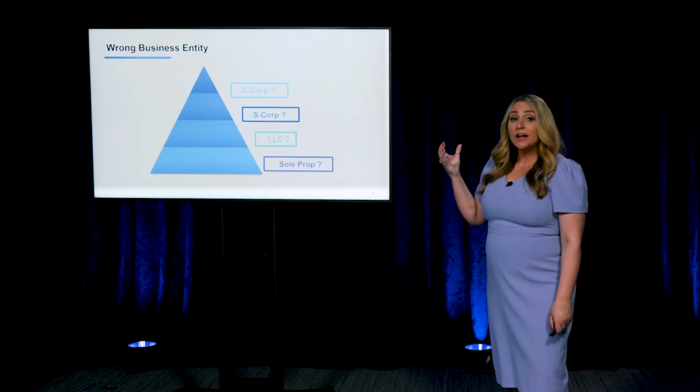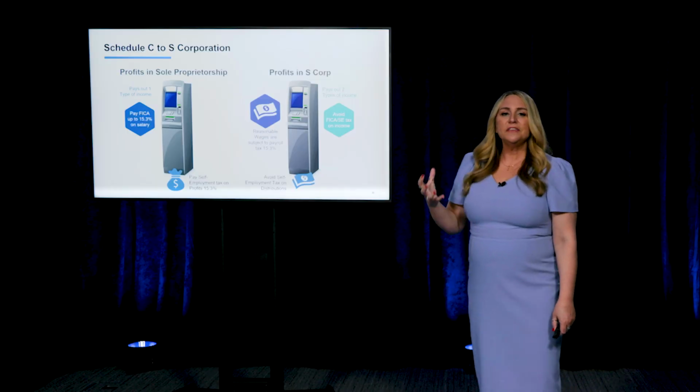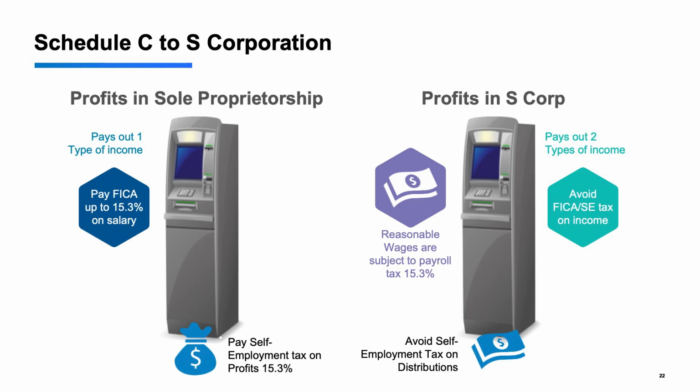Now, choosing the wrong entity type can backfire because it may subject you to additional taxes that simply don't need to be paid. Let me give you a simple example illustrating a sole proprietorship or Schedule C and how converting to an S corporation can help save taxes. If you imagine the business being like a vending machine, here I've got an illustration where we've got profits earned in a sole proprietorship versus profits earned in an S corporation.